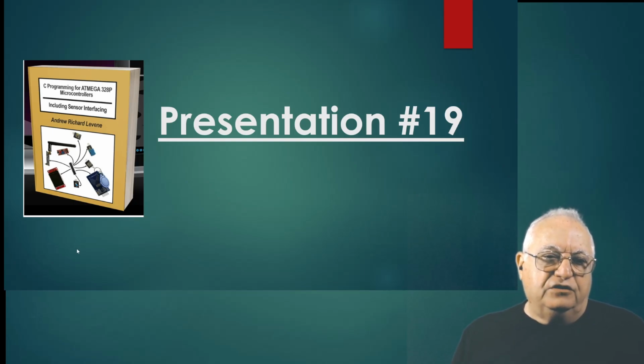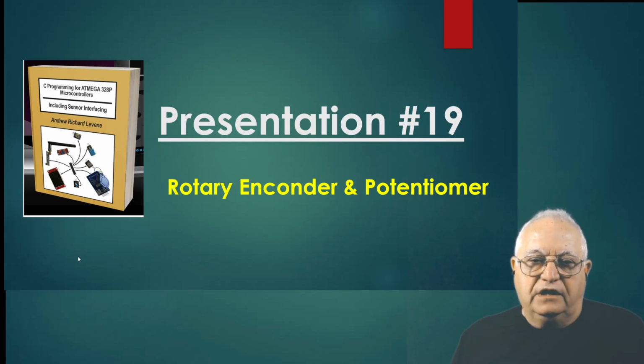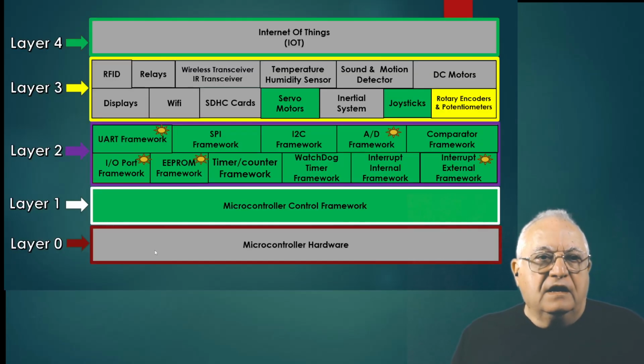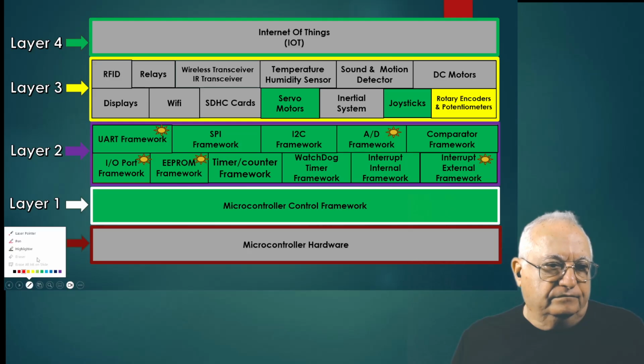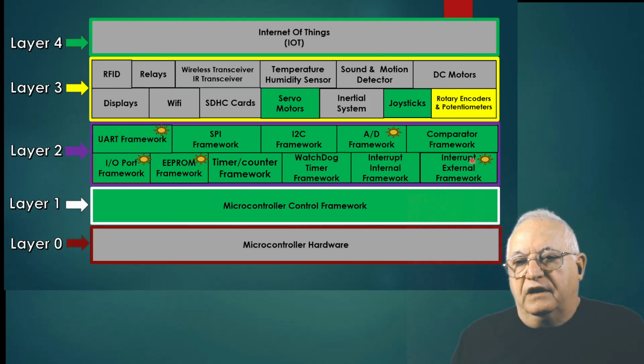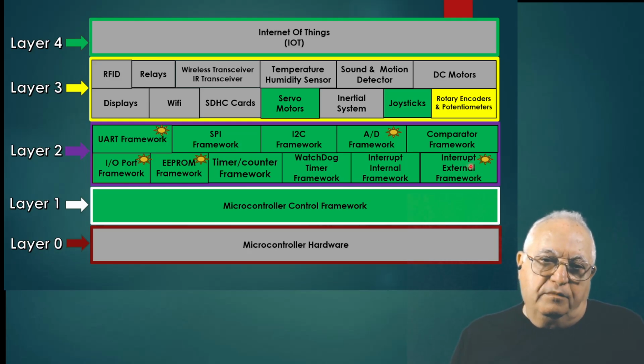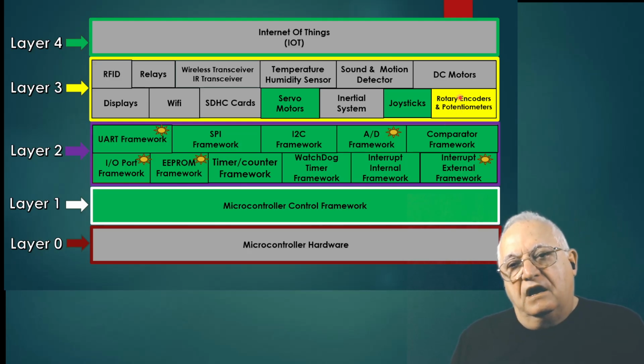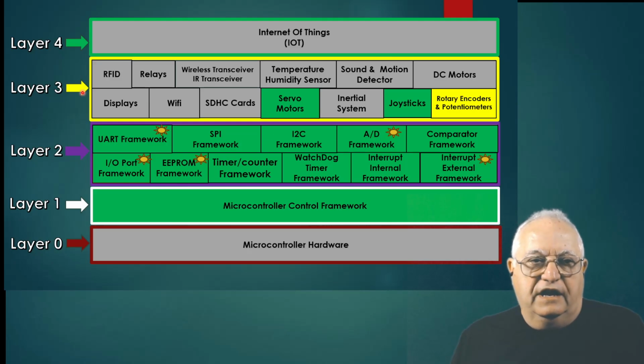Today's presentation, I'm going to be talking about the rotary encoder and potentiometer. The rotary encoder and potentiometers are part of our layer 3 architecture. I've put in a marker in the items that we need for developing our program associated with rotary encoder. And that also gives you an idea why rotary encoders go in layer 3.